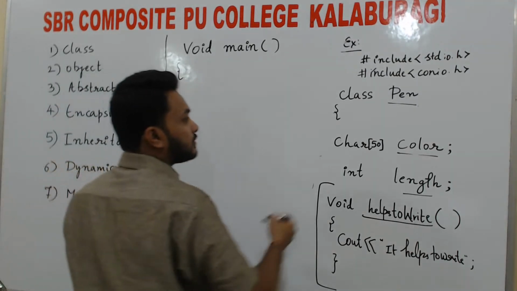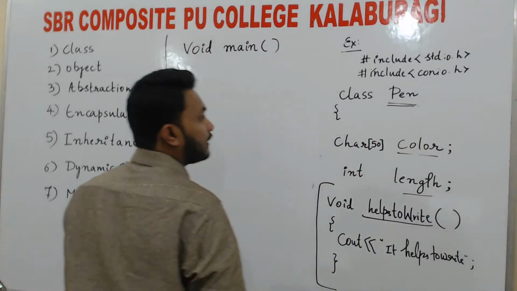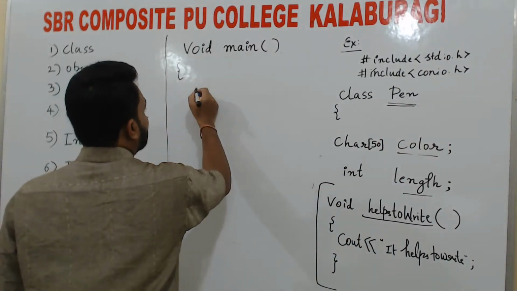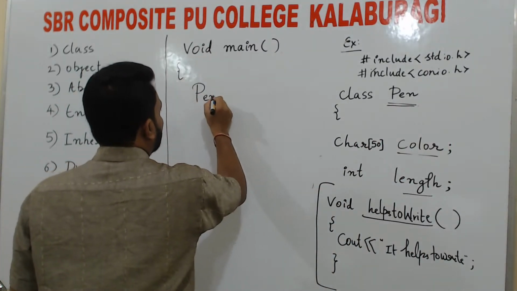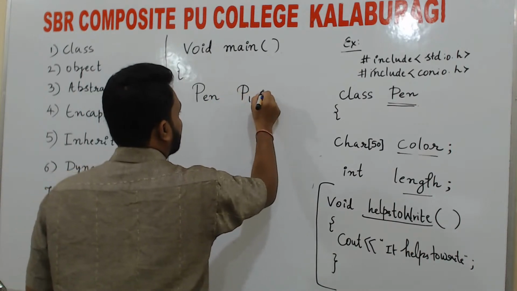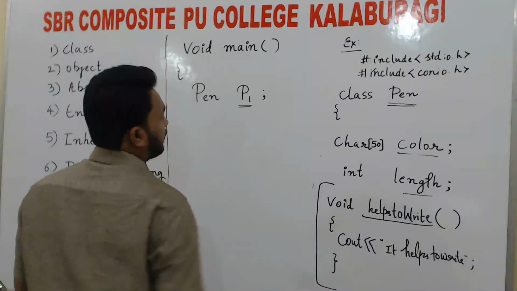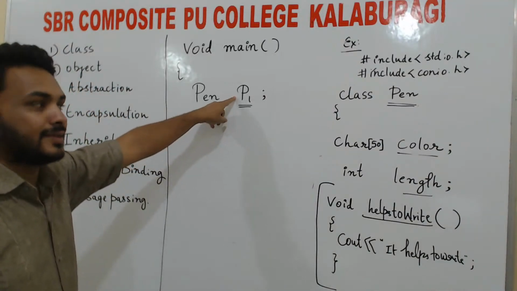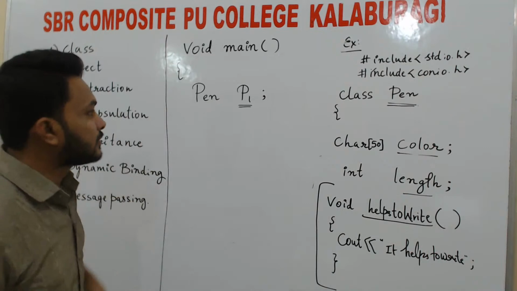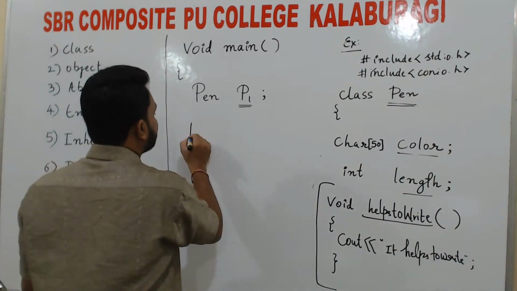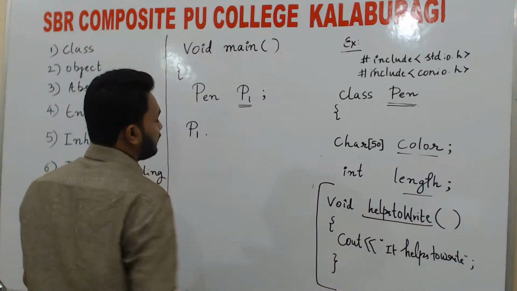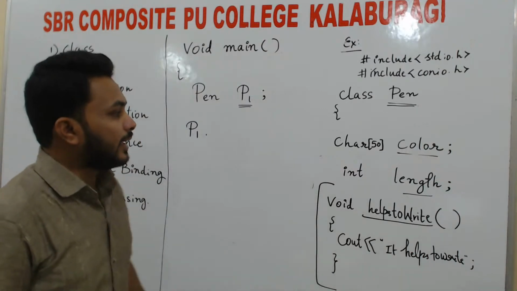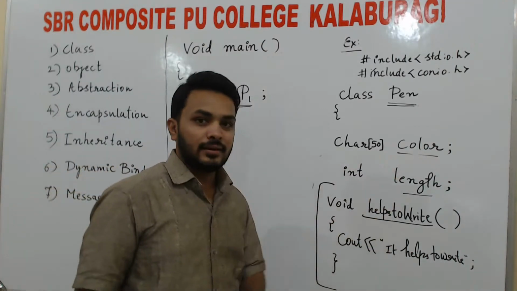How will you create an object? By taking the help of a class. So the class name is pen and p1. You can take anything you want here. This we call a reference variable with respect to a pen object. So from p1 you are able to access these two properties and the function.